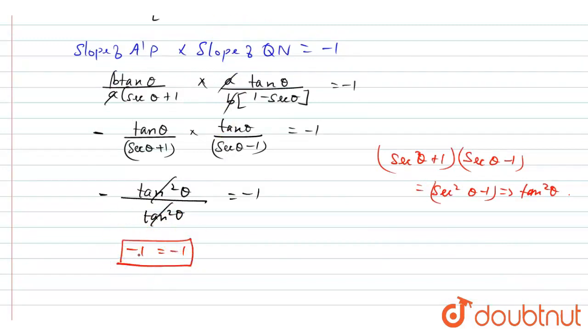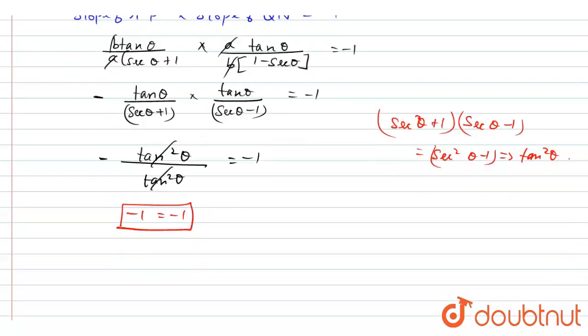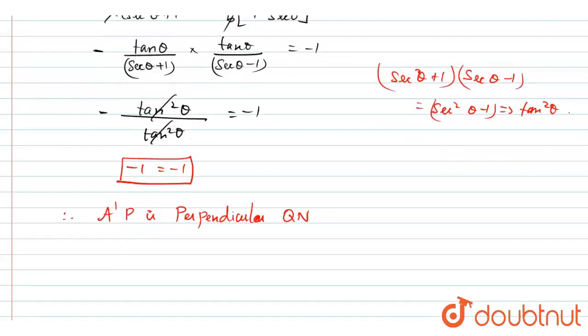So the product of the slopes of A dash P and QN is minus 1. Therefore A dash P is perpendicular to QN.